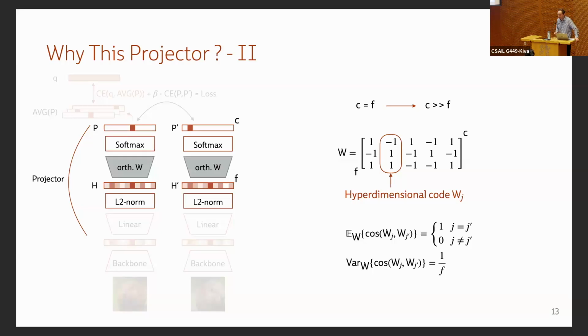But of course, here it is relaxed. And so usually here we have hundreds, if not thousands of dimensions. And so typically this variance is very, very small. The key advantage of doing this is that now you can store a lot of codes thanks to this relaxation.